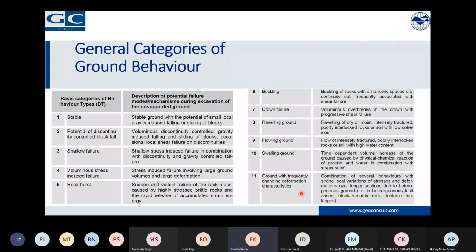And this number 11 is something that is, I think, very much applicable also in India. It comes from the Alps, where we are having sometimes frequently changing characteristics, but as young mountains, same will be there in the Himalayas. And this is a combination of several behaviors with strong local variations. So basically, this is when we have block in matrix rock, intact blocks, a very soft matrix, tectonic melanges, etc., which is a very special case, because depending whether the blocks are getting into contact or not, the matrix material may determine the behavior.